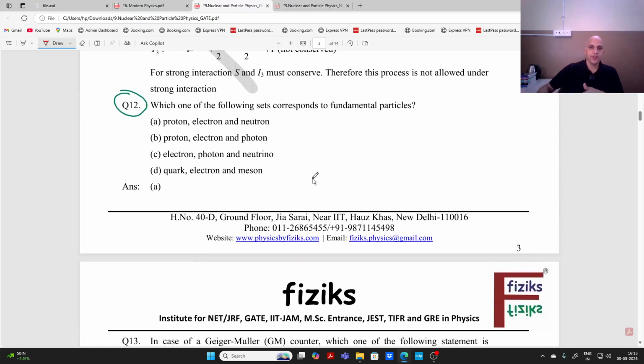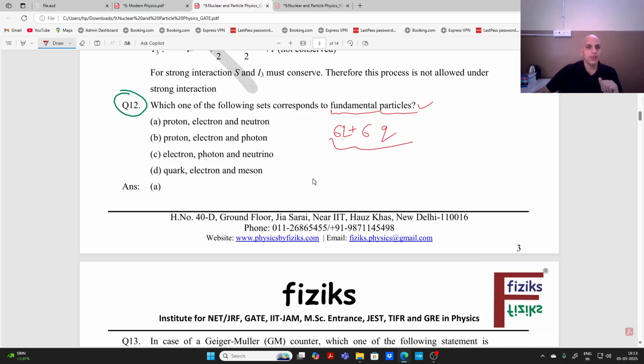Now the next question is, which of the following sets corresponds to fundamental particles? Now here I have taken this question, although this question is related to elementary particles, but here the option that is given, right, it is wrong. Which of the following sets corresponds to fundamental particles? Fundamental particles means 6 leptons and 6 quarks, right? These are the fundamental particles, plus you also have field particles, right? Photon, gluon, graviton, W and Z bosons. These are fundamental particles, right?